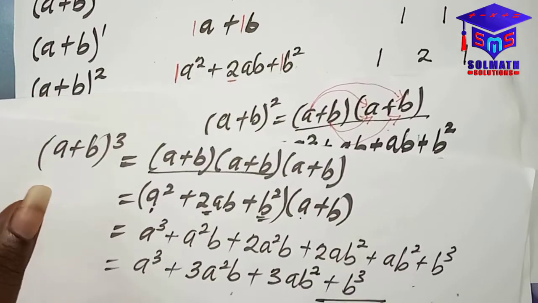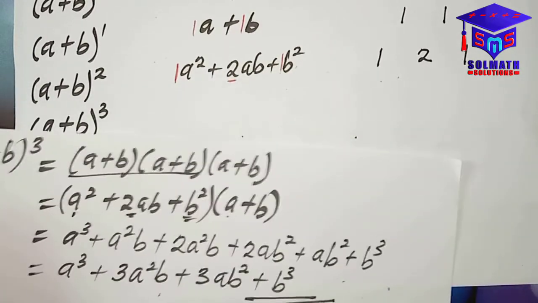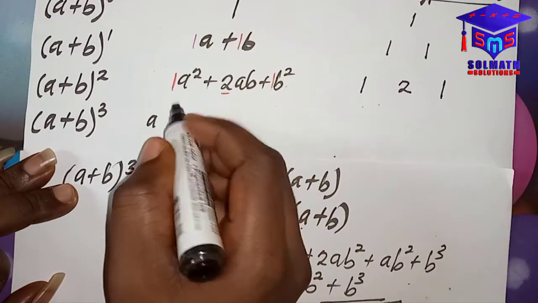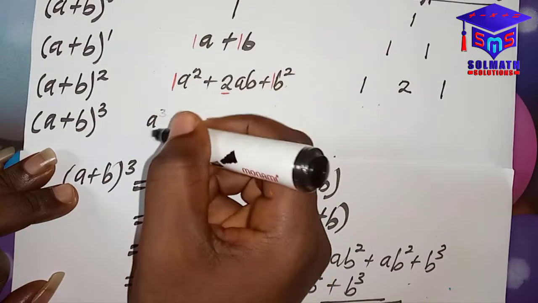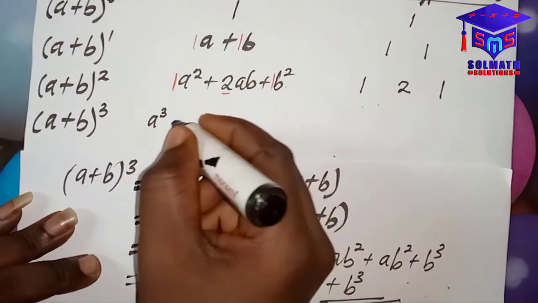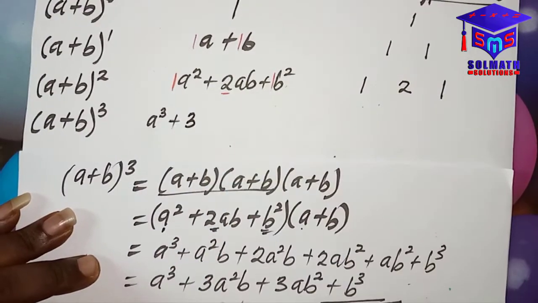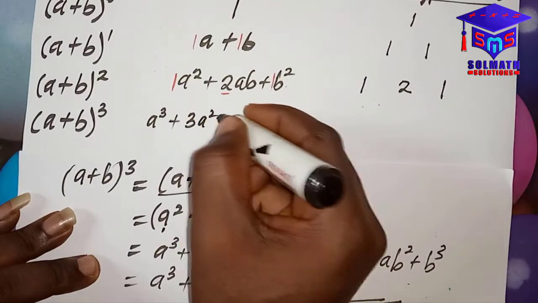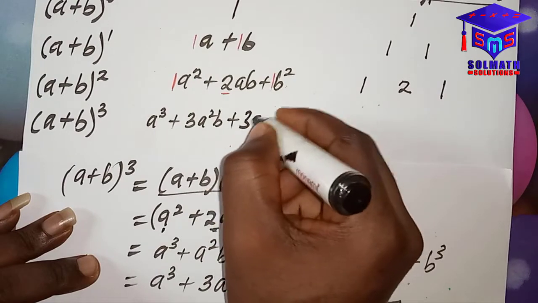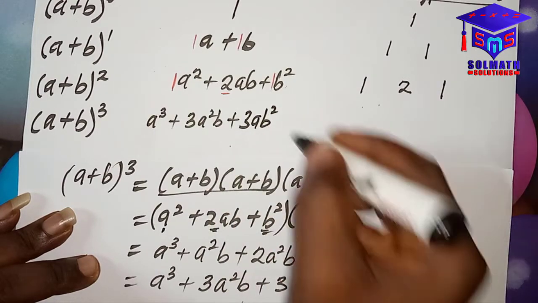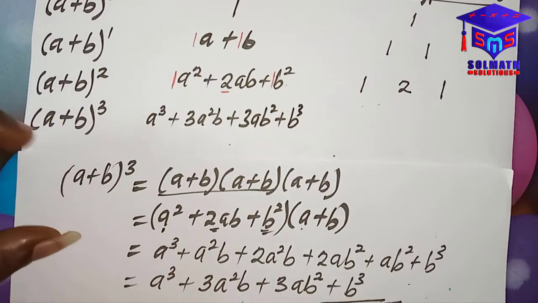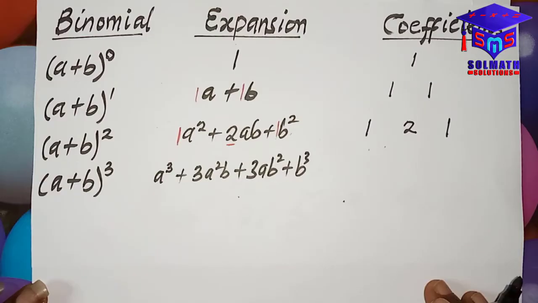Let's quickly put it over there and then make some analysis. So we have a to the power 3 plus 3a squared b plus 3ab squared plus b to the power 3. Okay, that is the expansion for the binomial to the third power.